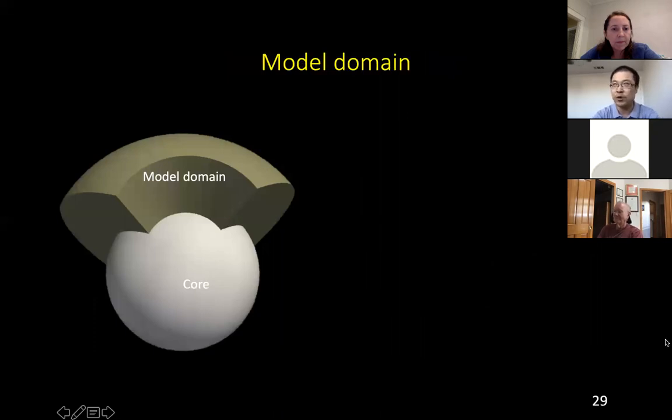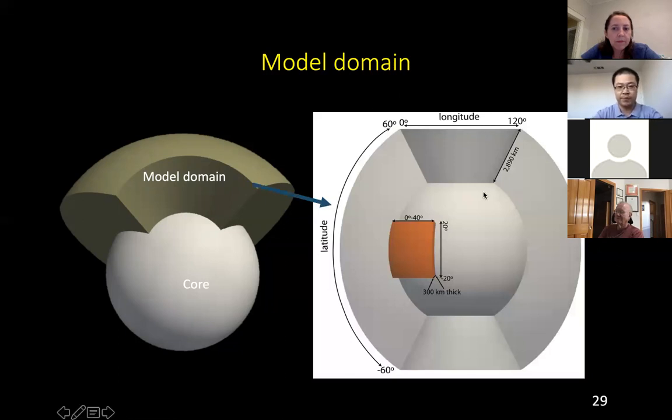We need to choose a model domain in our geodynamic modeling. So in this study, we use a partial 3D spherical model domain, as shown in this figure, with the brown color representing our model domain. As you can see, it's not a global sphere, but a partial spherical shell. In the figure on the right, we view this model domain from the top surface to the bottom near the core-mantle boundary. The size of the model domain is 112 degrees in longitude and latitude direction, and it spans the whole mantle depth.